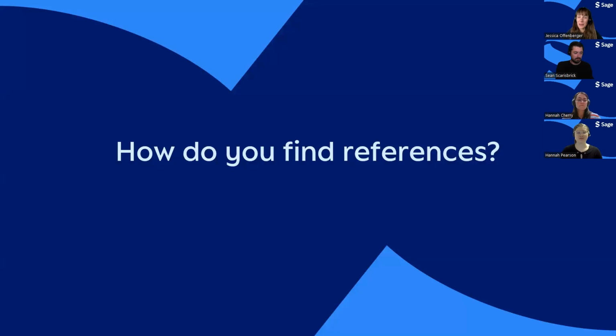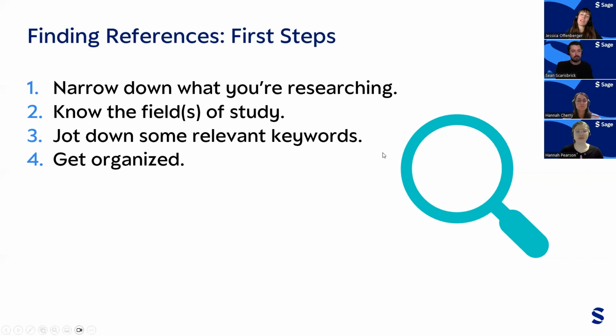So let's take a brief look at how to actually find these references. Where can you start? It's useful to begin your reference search with these preliminary steps that you see here on the screen. First, you need to narrow down exactly what you're researching. Maybe you already know what you're researching. Write it down concisely and use it as a roadmap for research.